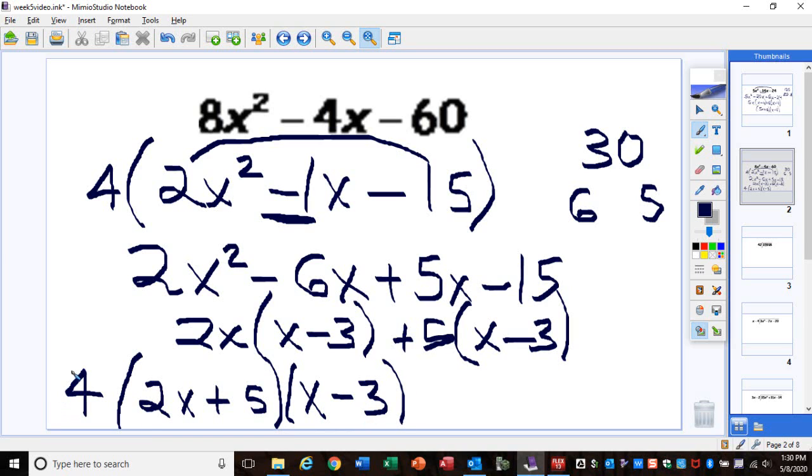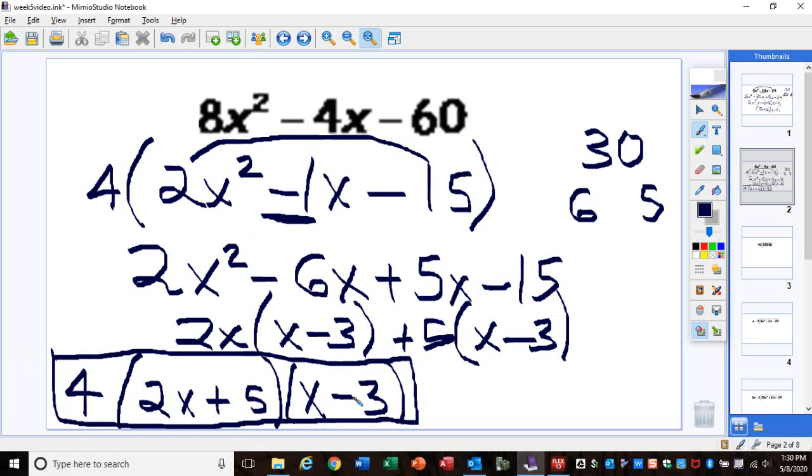Okay, and we're done. And I will just put a little box around your answer, and that is it. And this can be checked. I've showed you how to check this. You could FOIL these two binomials and then distribute the 4, and you'll get your original answer.